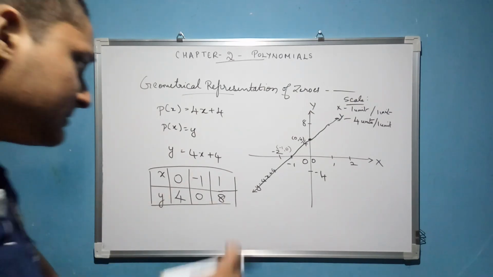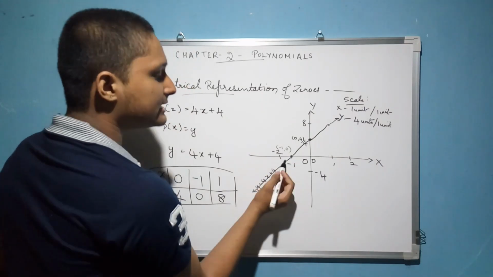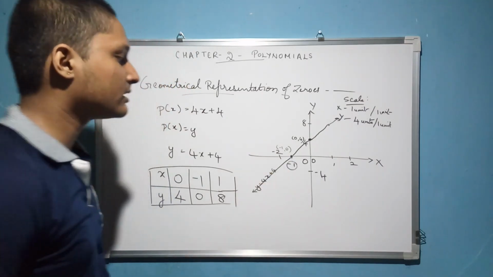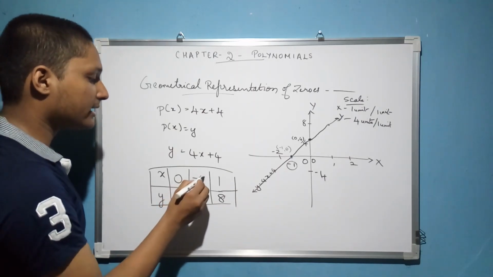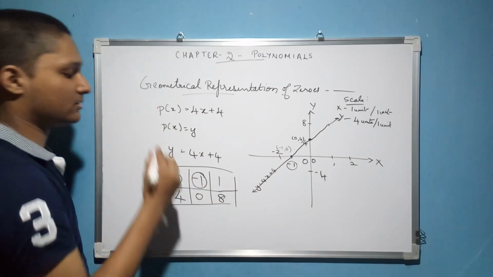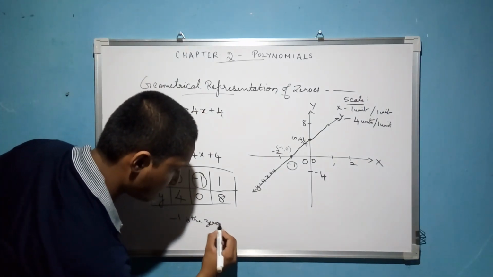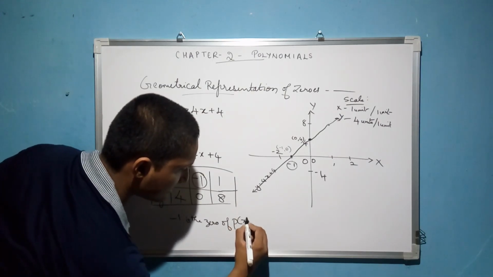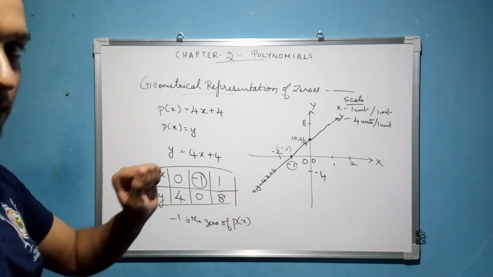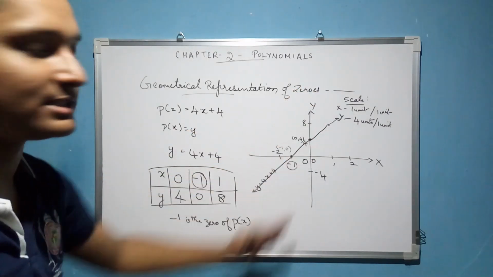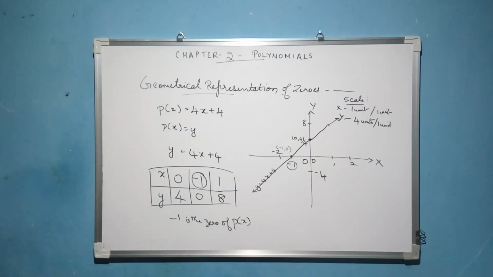From this you can understand that you have only one 0 for the given polynomial. That 0 comes to be at -1. The y value comes to be 0 when x is -1. Therefore, -1 is the 0 of p of x, the polynomial given here, 4x plus 4. That means it has only one 0, because this is a line that touches the x-axis only at this point.